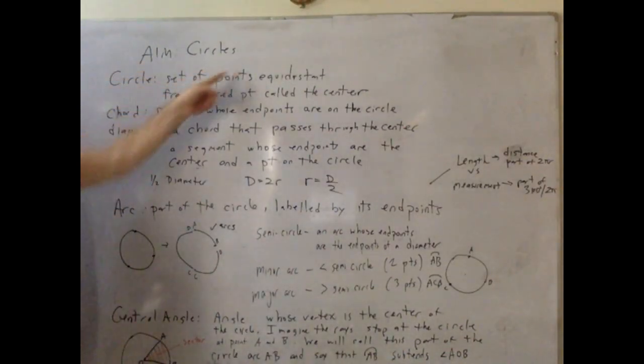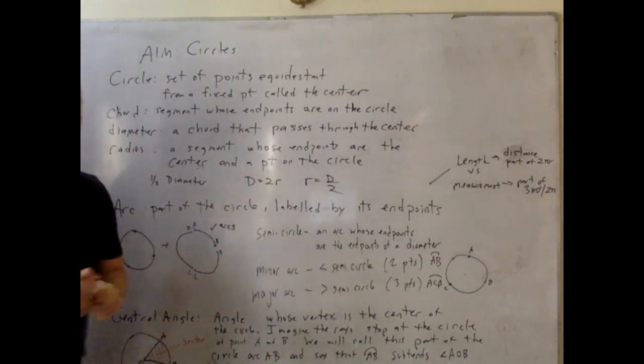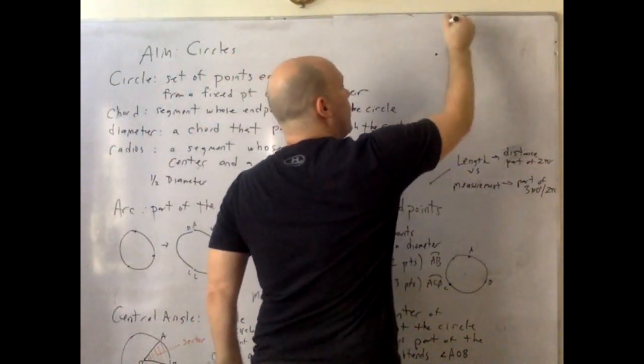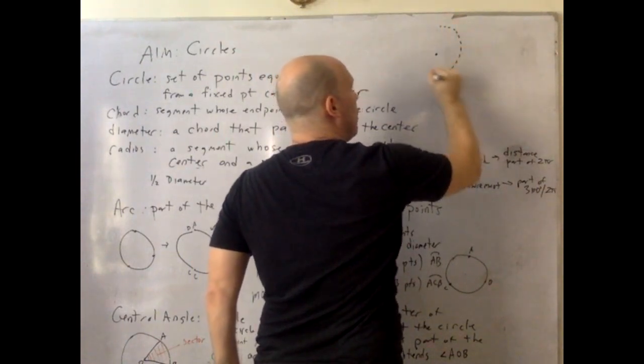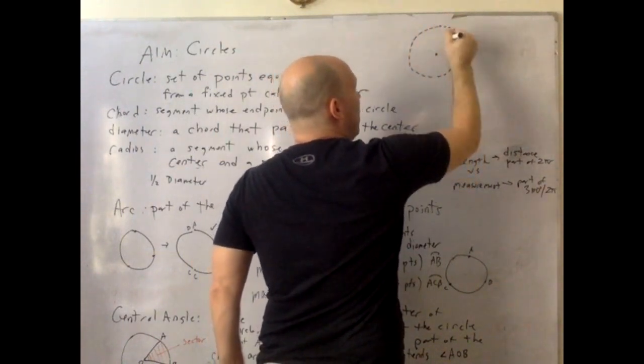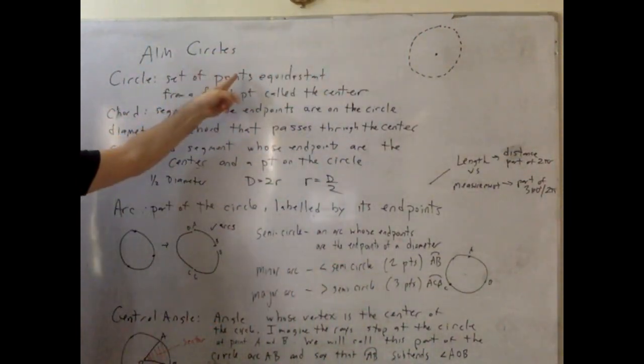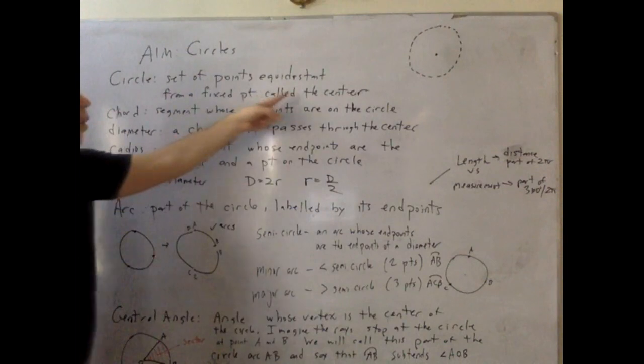A circle is a set of points equidistant from a fixed point called the center. So over here, I'm going to draw a picture of a circle. So here's the center, and we have a bunch of points that are equidistant. So that's a circle. That's the idea. It's a set of points equidistant from a fixed point called the center.